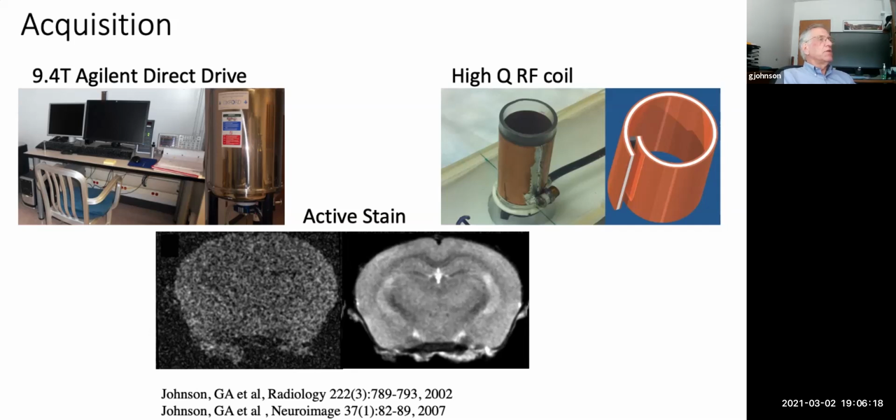The three most critical things that we have used are, first of all, operating at a reasonably high field, 9.4 Tesla. This was a magnet I purchased back in 1986. It's still running fine. It's a medium bore, 89 millimeter magnet.